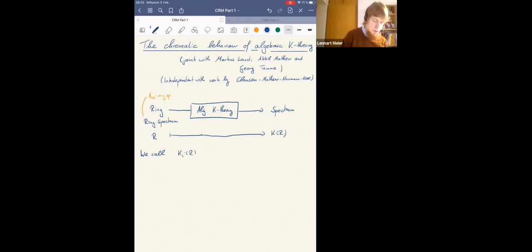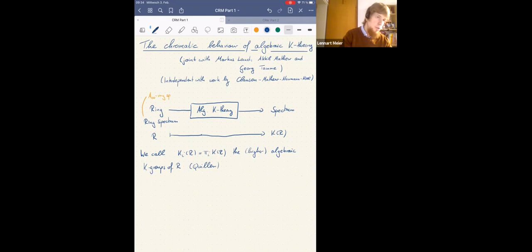And we call K_i of R the ith homotopy group of K of R, the higher algebraic K-groups of R. And these have been introduced by Quillen. Or I guess there's some history in this. One would have to name some other names like Swan, for example. But the lower algebraic K-theory starting with K0 was already known before, and K0 was introduced by Grothendieck.